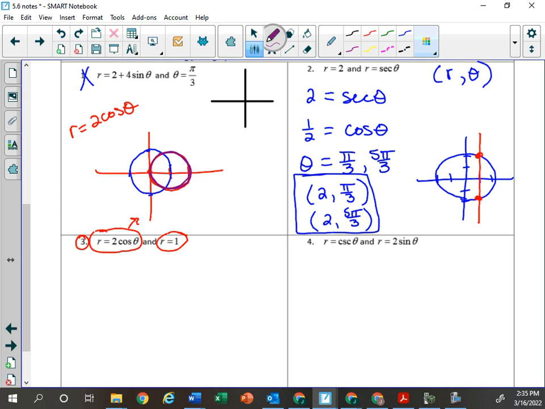Guys, if it helps you, this circle off to the side, that's a rose with 1 petal. Okay, B value's odd, you trace it twice. Same thing. Okay, good.